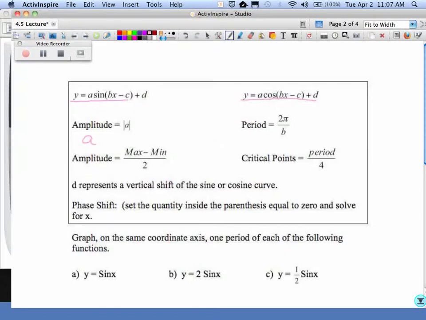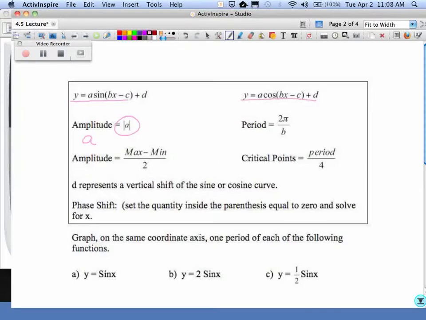Looking at a graph, you might take the maximum minus the minimum, divide by 2. Notice the amplitude, if you solve for little a, is always in the absolute value. So if I say what the amplitude is, you would never tell me it's -3. Okay? Always the positive number.